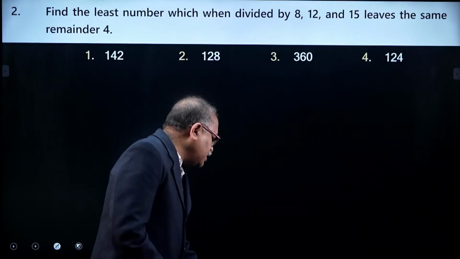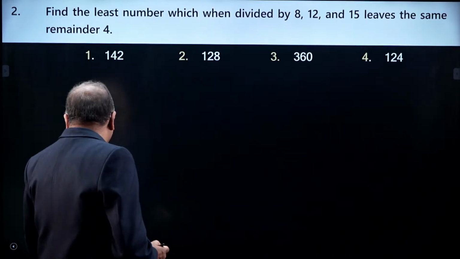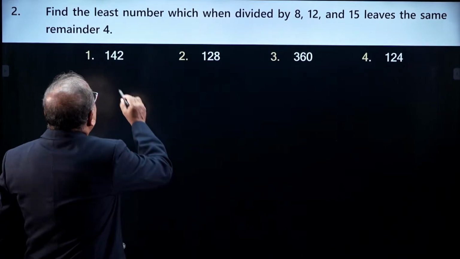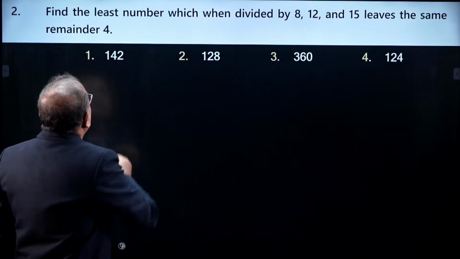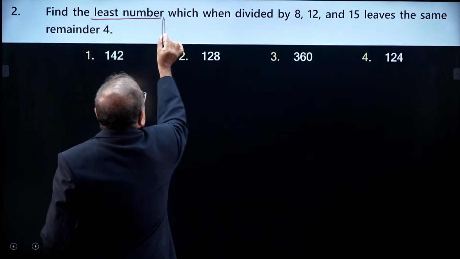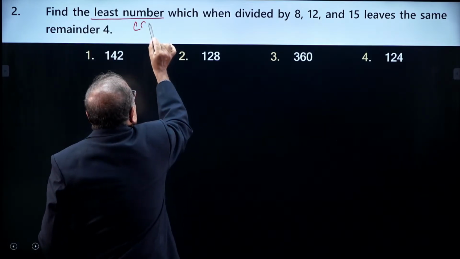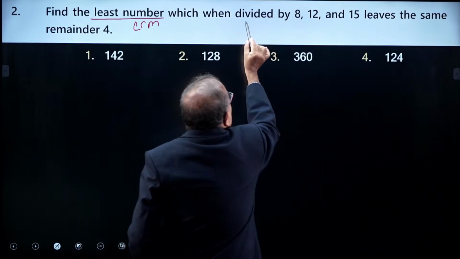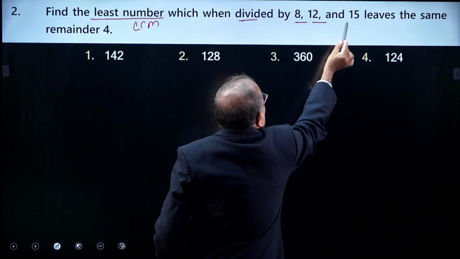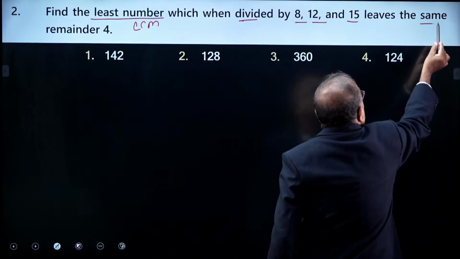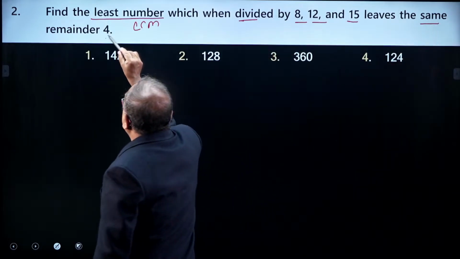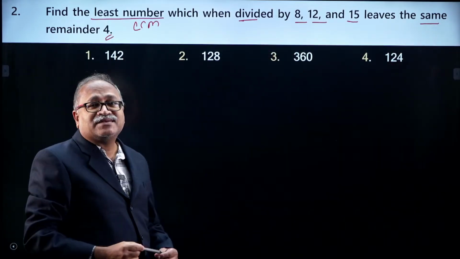Look at this one, my dear friends. It is a very simple question, and I am sure all of you who are watching will be able to answer this question. Find the least number, that is the LCM you are talking about, which when divided by 8, 12 and 15 leaves the same remainder, that is 4 in each case.